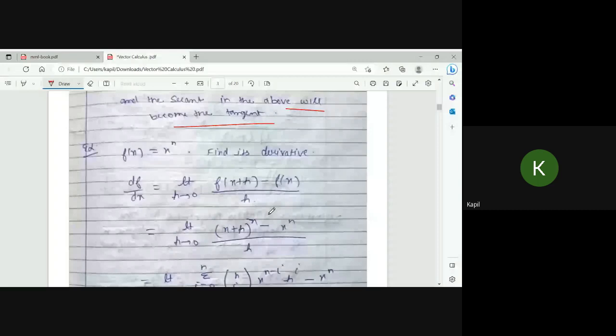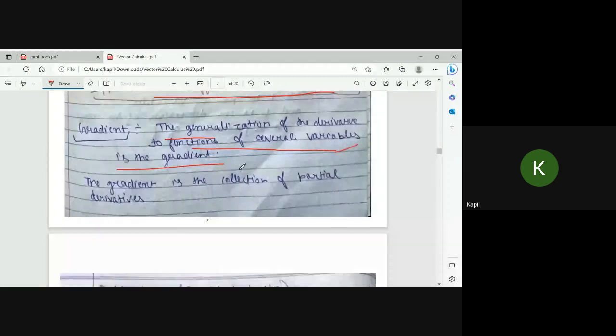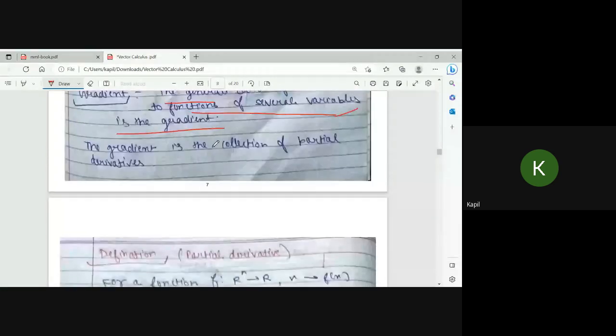Partial differentiation and gradients. So till now we have seen the derivative which is applicable to single variable functions. In this, the generalization of the derivative to functions of several variables is the gradient. For multivariable functions, we find the gradients. The gradient is nothing but the collection of all the partial derivatives.